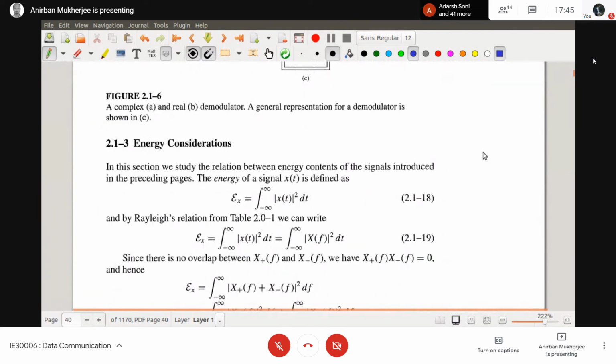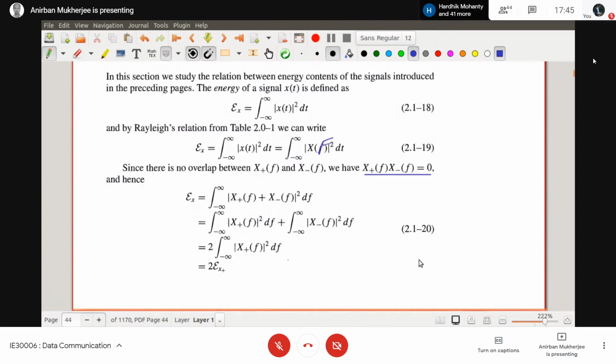Now, let us see the energy consideration. Energy of a signal is what? The integral from minus infinity to plus infinity of |x(t)|², where x(t) is a general complex valued signal. Now I know that energy in time domain and frequency domain are the same. This is the Parseval relation or Rayleigh relation, whatever people say. f is in Hertz. X₊(f) and X₋(f) are non-overlapping, so X₊(f) into X₋(f) is zero, that we know. So I can break X(f) into X₊(f) and X₋(f), because they are separable. Now with this, I can write that.